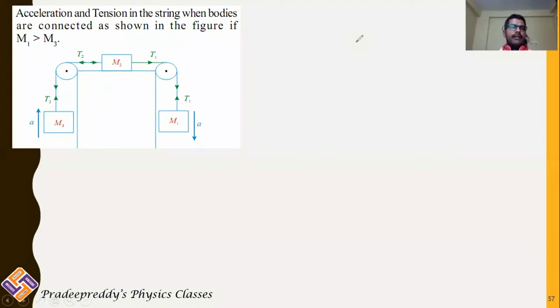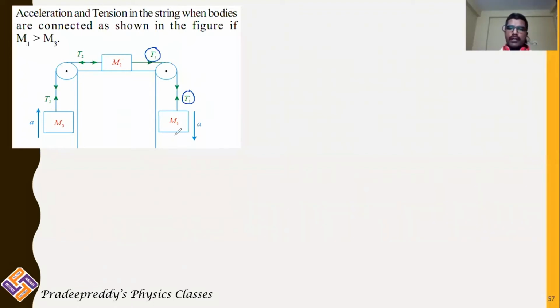Now you should find out acceleration and tension in the strings when bodies are connected as shown in the figure, and it is mentioned m1 is greater than m3. As m1 is greater than m3, m1 will fall down. As m1 falls down, it is attached with mass m2 with one string. Therefore, tension in the string is T1, and m2 and m1 both are attached with the string.